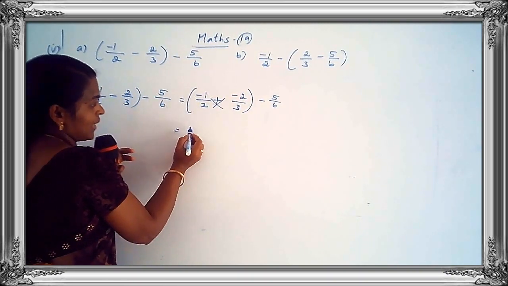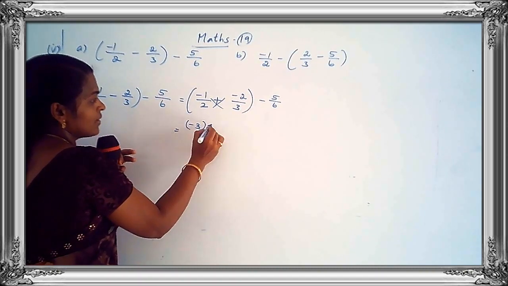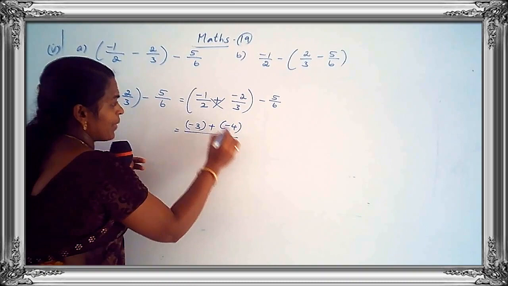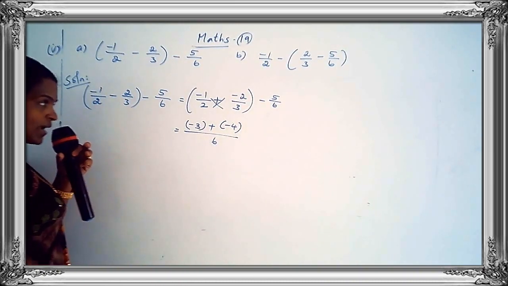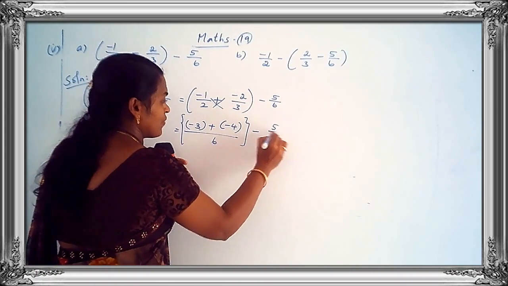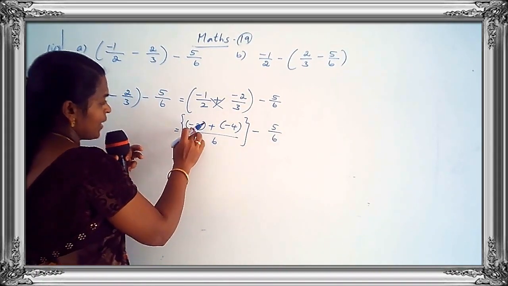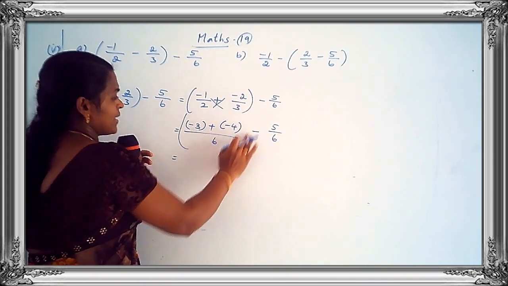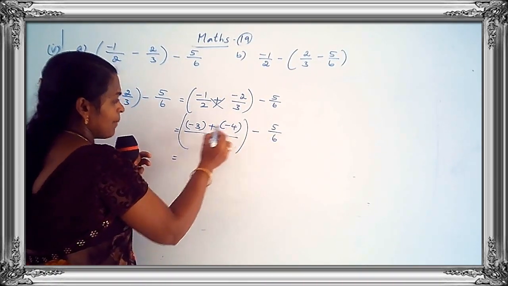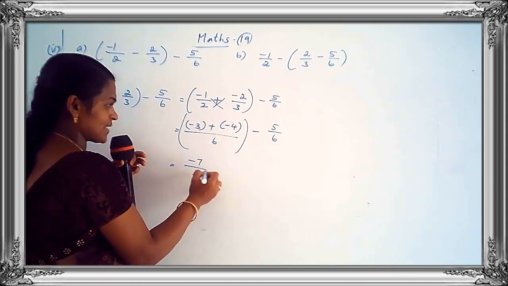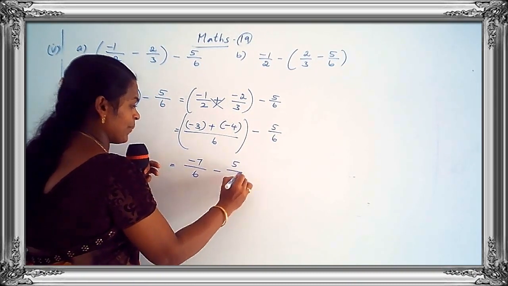Minus 1 into 3 is minus 3, plus 2 into minus 2 is minus 4, upon 2 3s are 6. Okay, clear? This is one value. Minus 5 upon 6. Now minus 3 minus 4, how much? Minus 7. So that's why your answer is minus 7 upon 6 minus 5 upon 6.